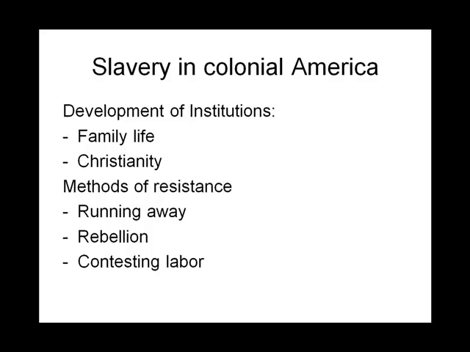In chapter 4, however, your author is looking at the development of African American institutions in the British colonies in North America. So they are looking at things like family life, Christianity, and methods of resistance, running away, for example, rebellion, contesting labor.